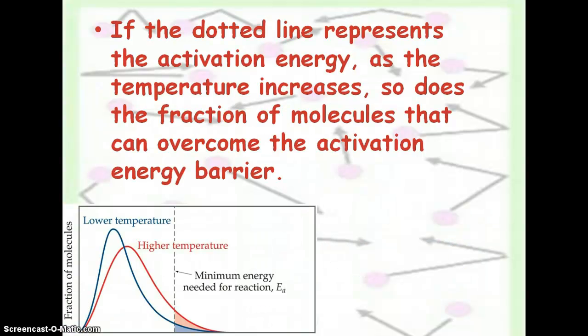So here we see a diagram. You have fraction of molecules on the y-axis, and then down below, I don't think you can see it, is the kinetic energy of the molecules. And this is a kinetic energy diagram, basically. The dotted line is the activation energy, and that basically is the energy that we have to overcome in order for a reaction to occur.